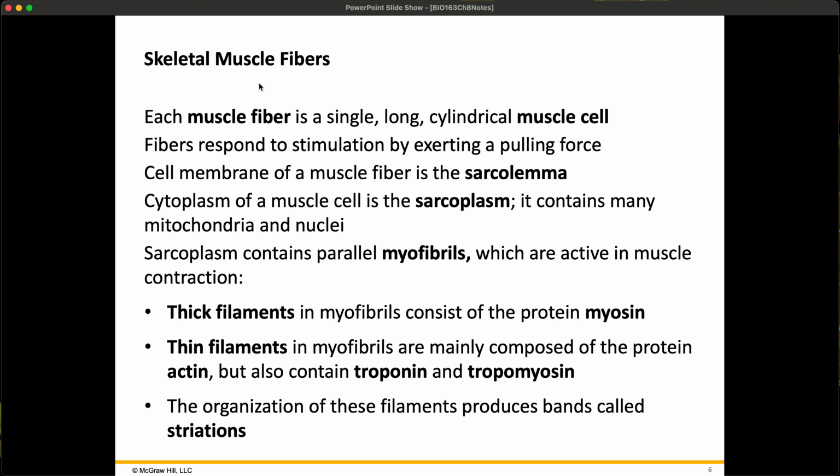Okay, so looking at muscle fibers specifically, each fiber is a long cylindrical muscle cell. This is what stimulates the force to pull on joints, to pull on attachments, and cause movement. The cell membrane, rather than having, we talk about plasma membranes, cell membranes, whatever, the covering around a cell, we call it the sarcolemma. So the sarcolemma is the plasma membrane. The cytoplasm, rather than just cytoplasm, we talk about sarcoplasm.